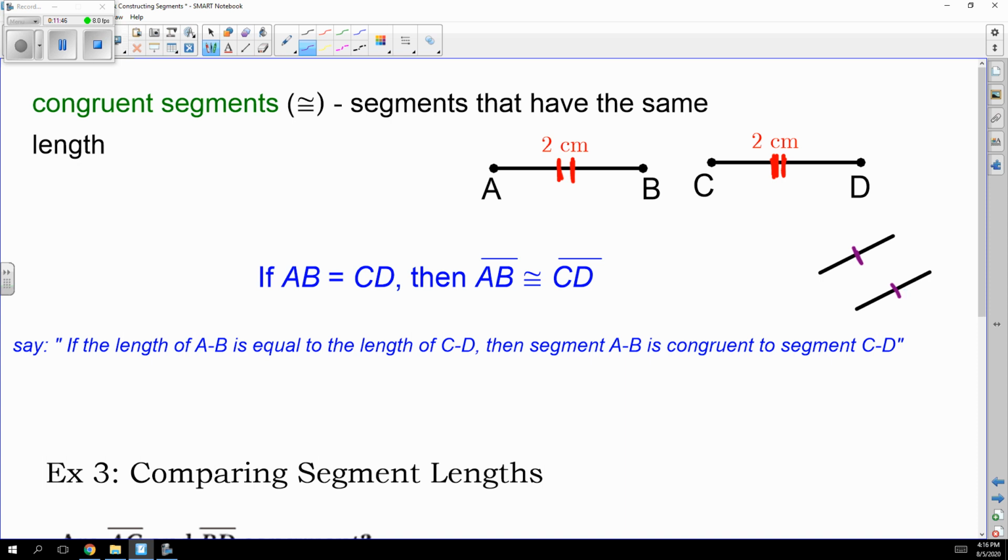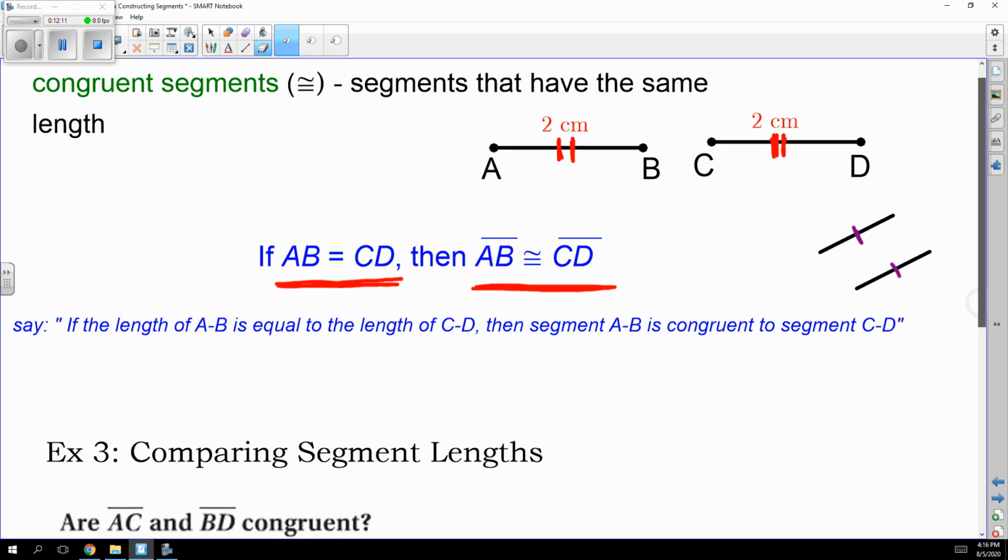In symbols, we would say that if the length of AB is equal to the length of CD, then segment AB is congruent to segment CD. So if you're familiar with logic, or sometimes you might see that symbol in a Spanish class. In a logic class, you call that little tilde right there. That's what you put over top of an equal sign to indicate that segments are congruent or that angles are congruent. In Spanish, I think it's called an enye, but I'm not positive about that.